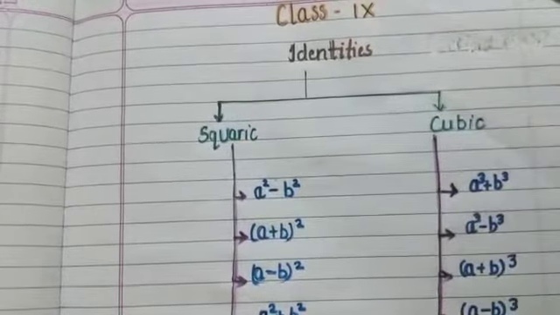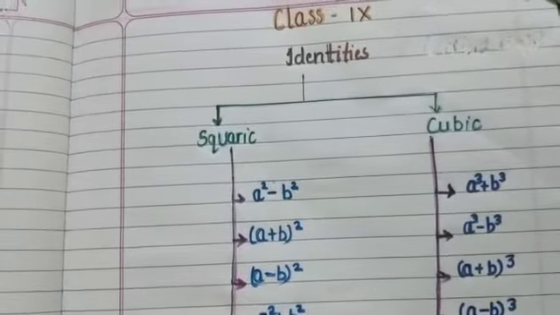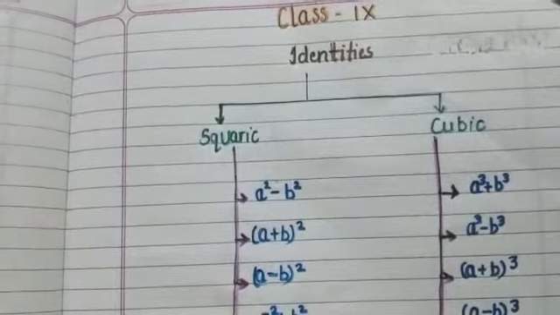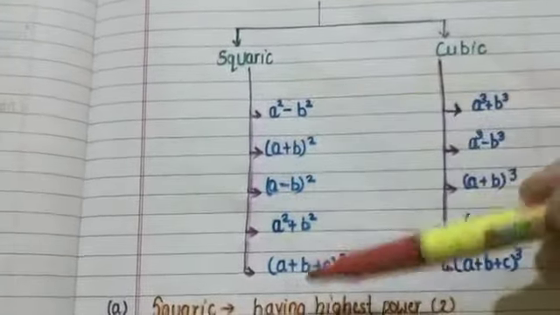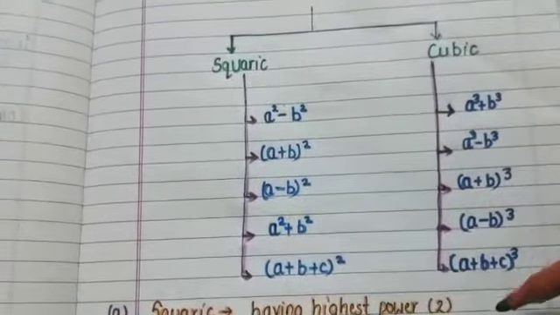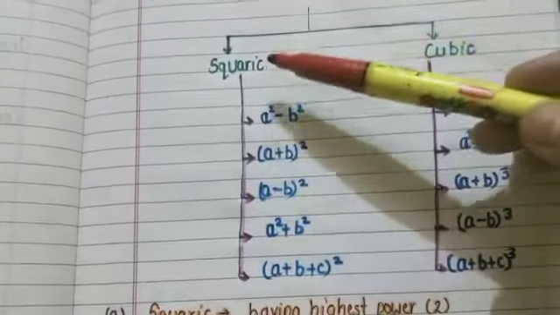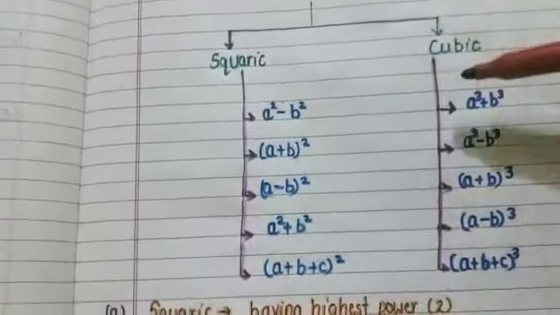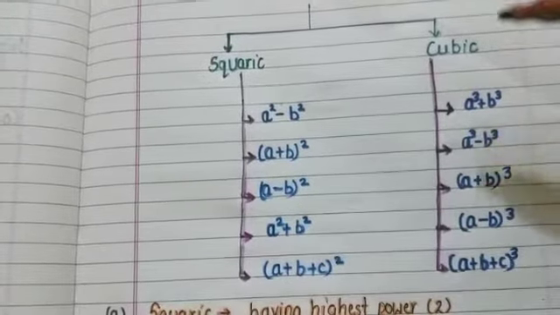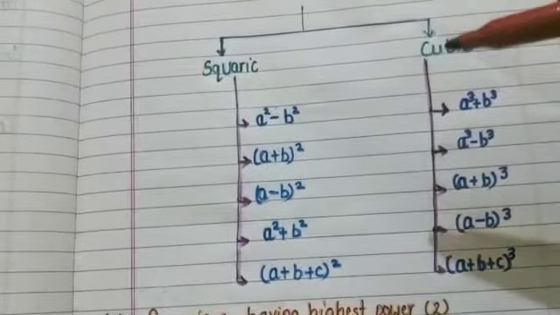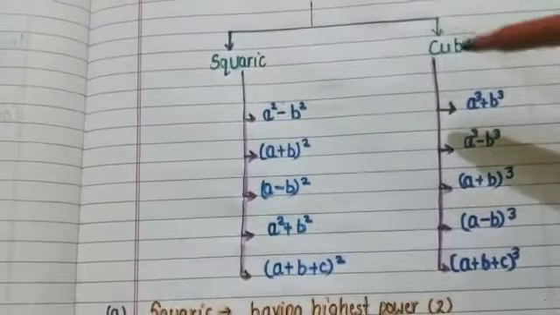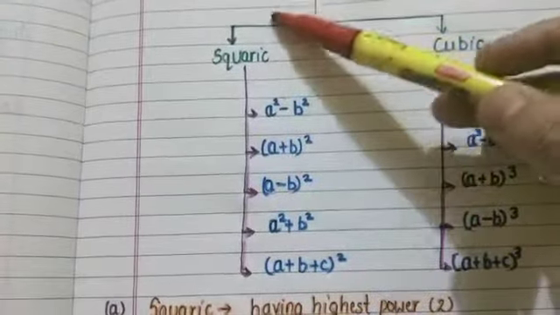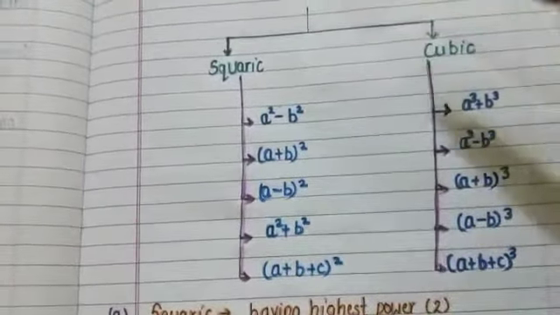So how can we check which identities actually work on the given question? Here we have the 5 squaric identities and here we have the 5 cubic identities. If there is a squaric identity, then the highest power will be 2. But if a question has the highest degree 3, that means the question is based on the cubic identities. I will explain the squaric first, and after that I will explain the cubic identities.